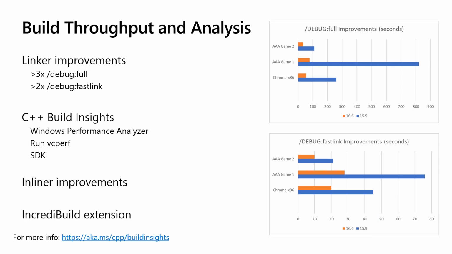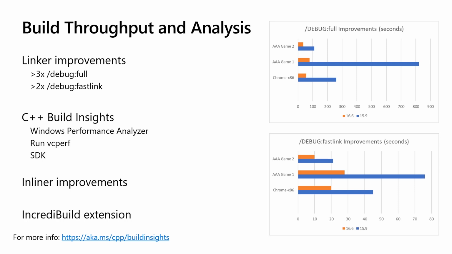For example, we've greatly improved our linker. You'll notice that when compared to Visual Studio version 15.9, you'll see anywhere from a 3x to 10x improvement in your link time for /DEBUG:FULL in Visual Studio version 16.6. Additionally, for /DEBUG:FASTLINK, you'll see around a 2x improvement. And to do this, we had to improve our core data structure and algorithm implementations.